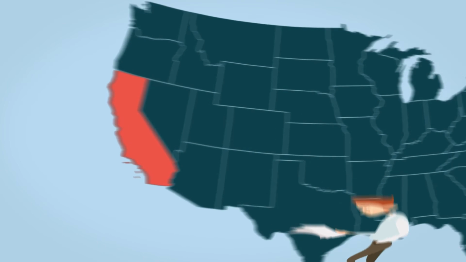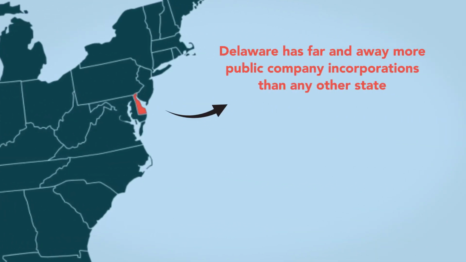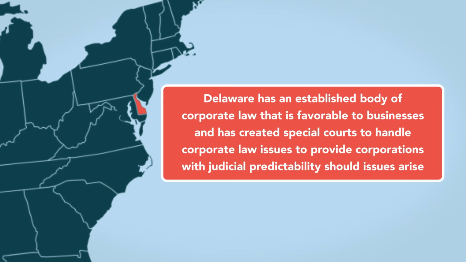For the entrepreneurs who choose to incorporate, many do so in Delaware. Delaware has far and away more public company incorporations than any other state. This is mainly because Delaware has an established body of corporate law that is favorable to businesses and has created special courts to handle corporate law issues to provide corporations with judicial predictability should issues arise.